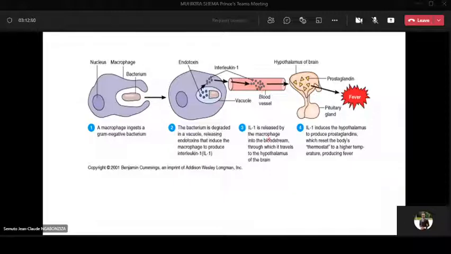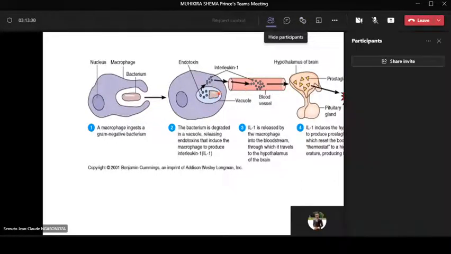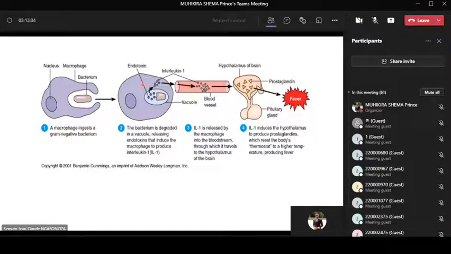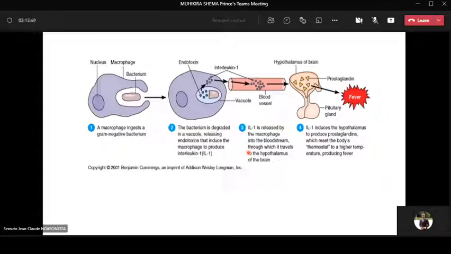When released in the blood, interleukin 1 acts on the hypothalamus of the brain and induces prostaglandin, which regulates the thermostat. By producing this, the body temperature is altered, and the fever comes from this. The gram-negative bacterium is already killed, but the immune response, this stimulation of cytokine excretion, leads to a very high fever, causing problems for the host. So, any problem so far? Any question?